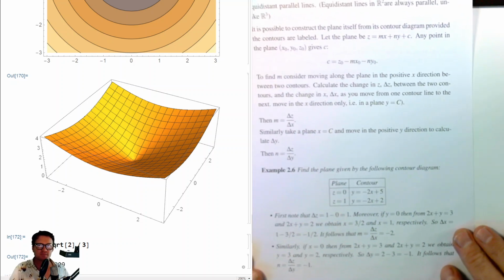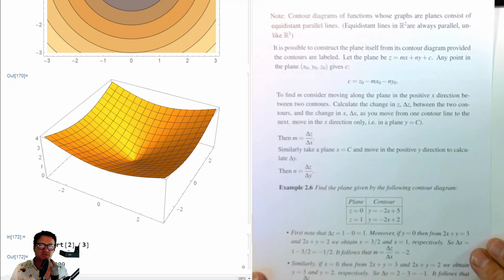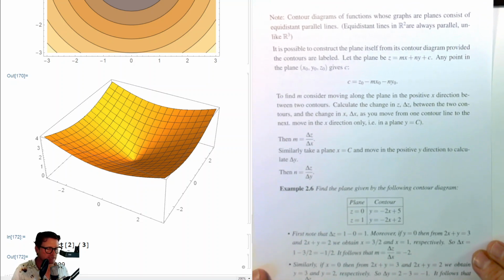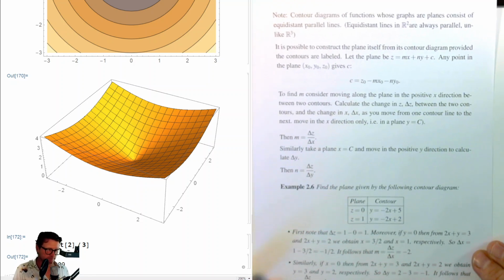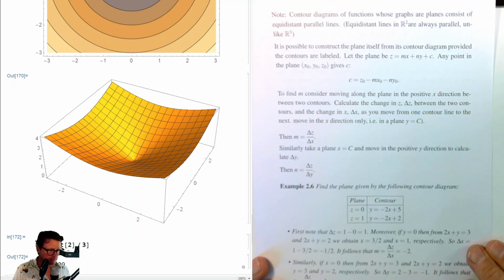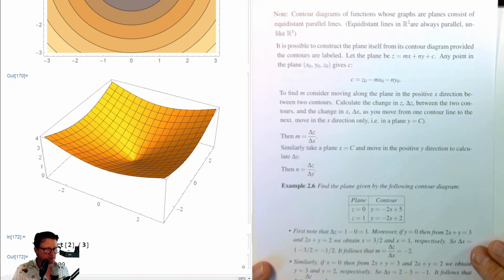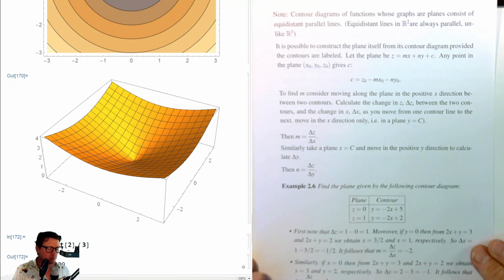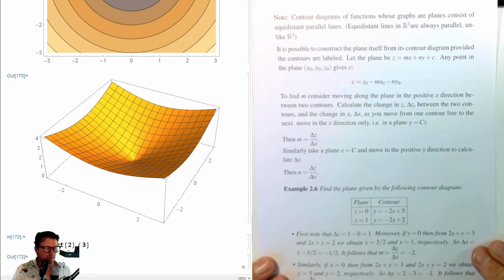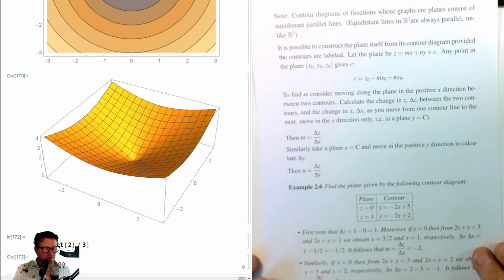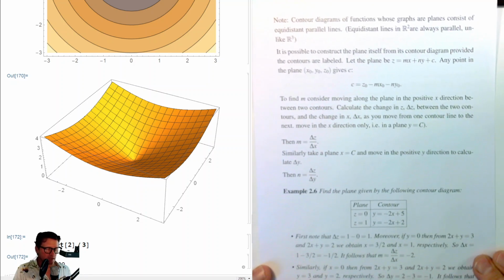Note, contour diagrams of functions whose graphs are planes consist of equidistant parallel lines. So we just saw some parallel lines. But planes have contour diagrams that look like that too. It's possible to construct the plane itself from its contour diagram provided the contours are labeled. Let the plane be z equals mx plus ny plus c. Any point in the plane, so a point x0, y0, z0 gives c.